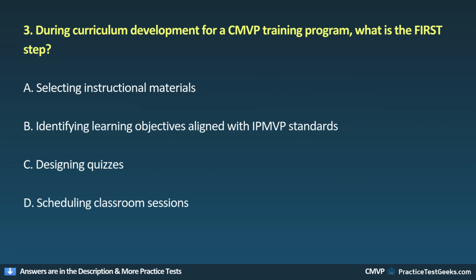3. During curriculum development for a CMVP training program, what is the first step? A. Selecting instructional materials. B. Identifying learning objectives aligned with IPMVP standards. C. Designing quizzes. D. Scheduling classroom sessions.